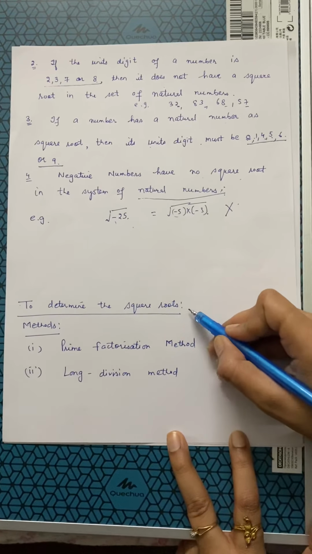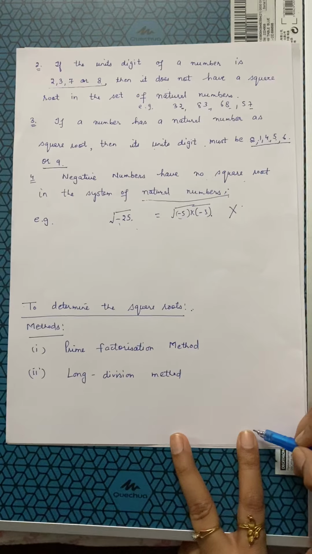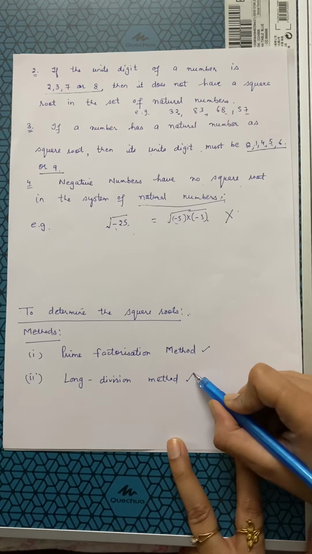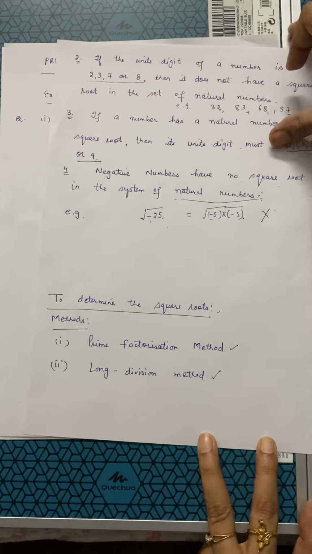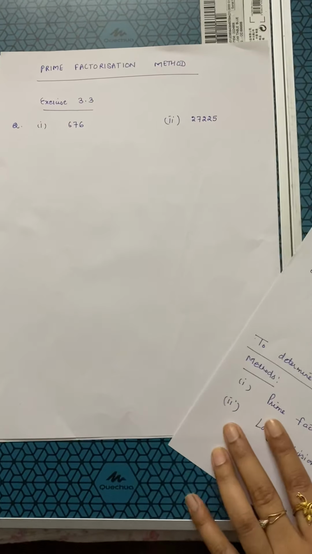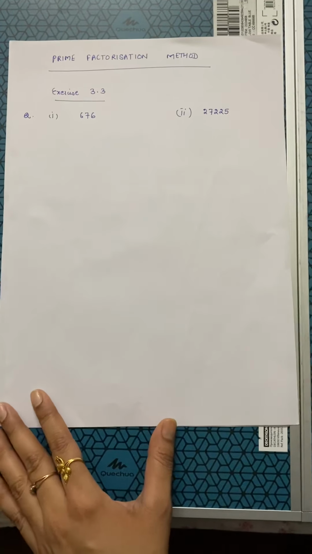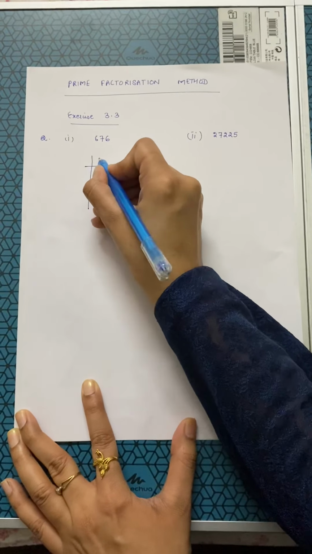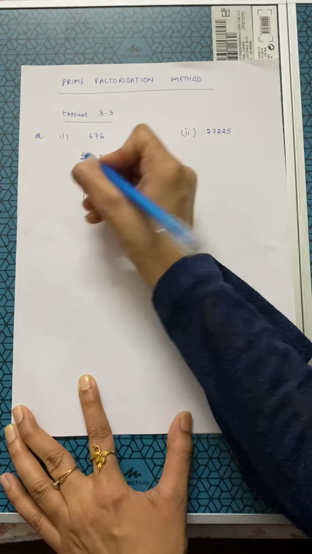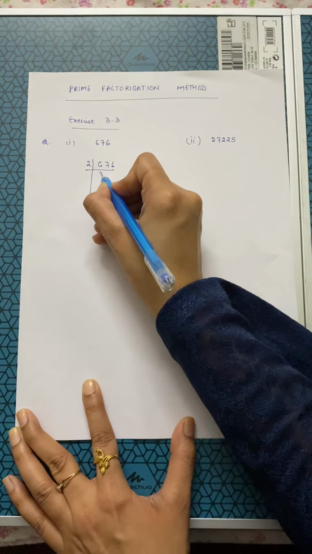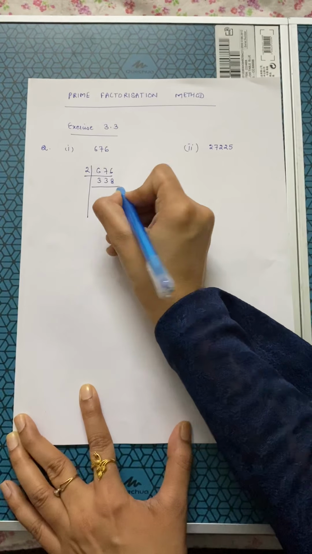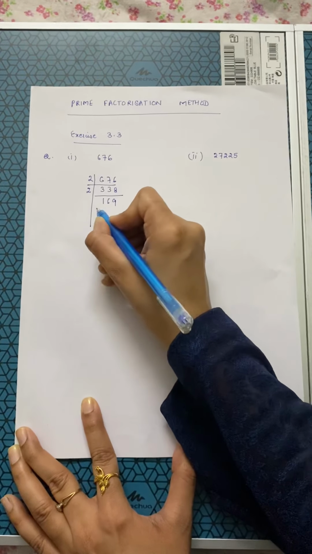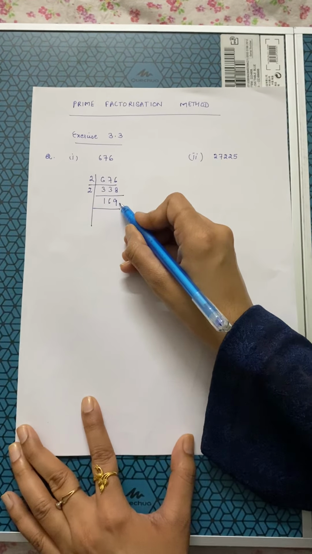Now in order to find square roots, we have two methods. One is the prime factorization method and the second is the long division method. We will start with prime factorization, which you've already done in your junior classes. Let's start with the prime factorization of 676. This is an even number, so I'll start dividing it by 2. It gives 338. Again this number is divisible by 2. It will be 169. I know 169 is a perfect square.